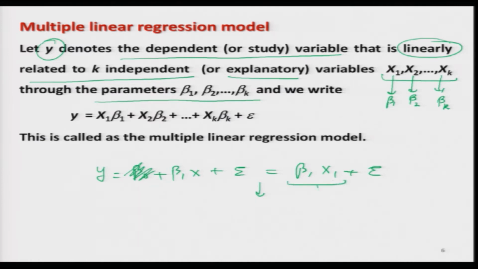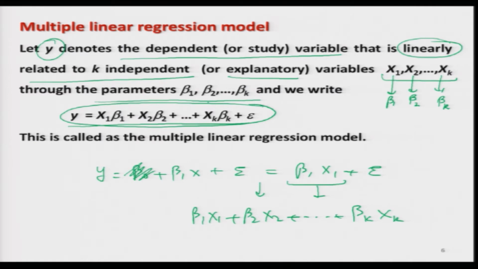So, this beta 1 x1 can be extended to beta 1 x1 plus beta 2 x2 plus up to beta k xk. Right. So, this is what I am writing here, y is equal to x1 beta 1 plus x2 beta 2 plus up to xk beta k plus epsilon. Epsilon, you know, that is the same random error component as we have discussed in the case of simple linear regression model, and this model is called multiple linear regression model. Okay, that is a very general form, right.